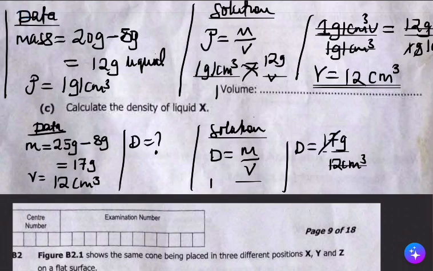When we say 17 divided by 12, what we'll get is 1.4 grams per centimeter cubic. As we combine this gram and that centimeter cubic, we have 1.4 grams per centimeter cubic. So that's the answer that we are obtaining.